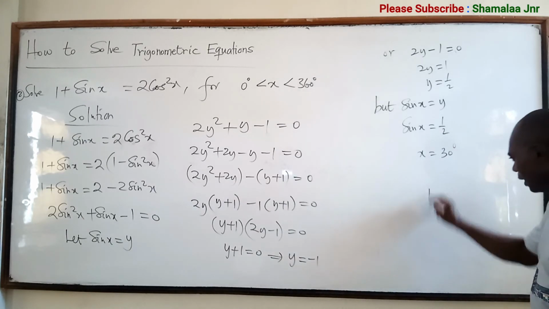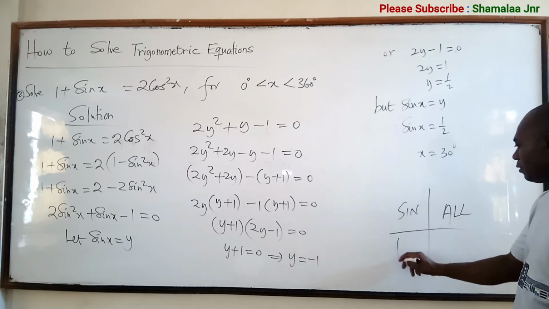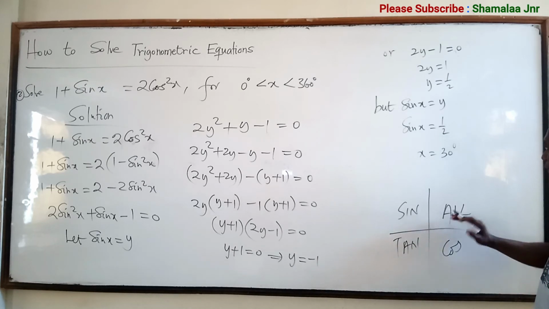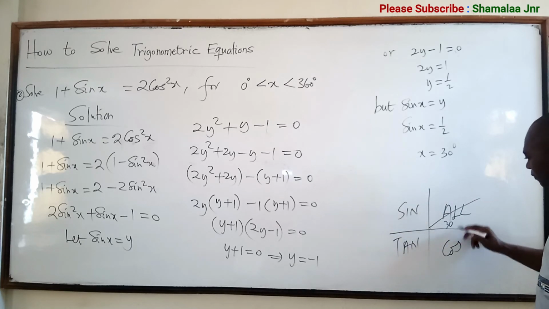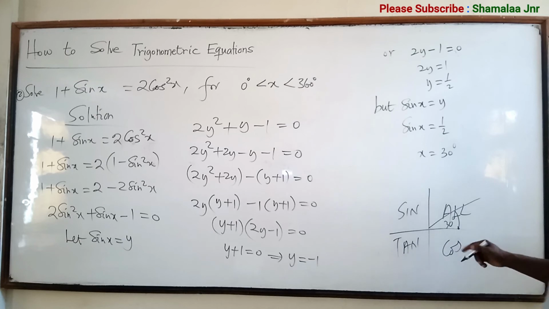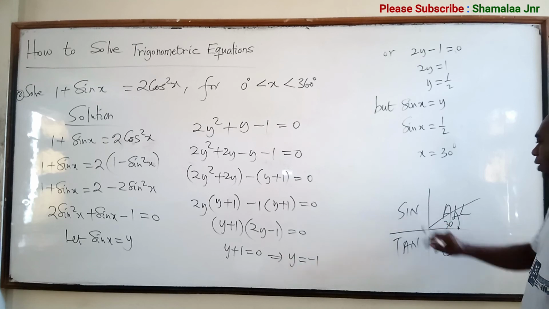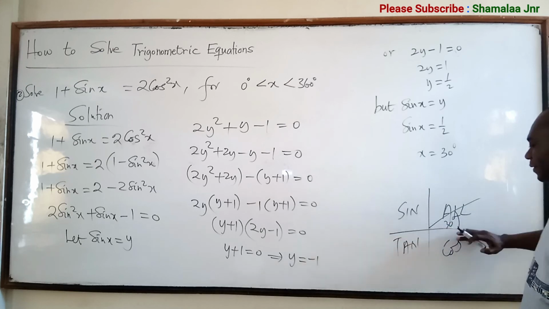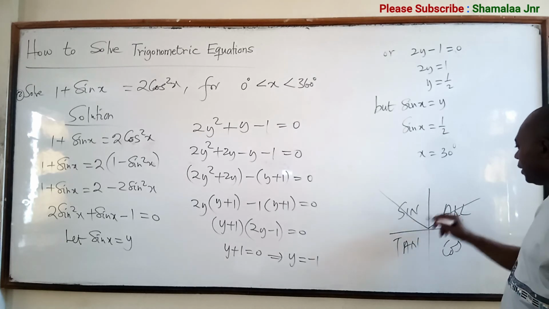Now, viewers, let's apply the all sine tan cos. This one is 30 degrees, the first one. That is the angle this is making with the positive x-axis. Because it is sine, you should be able to get another angle in this quadrant, which will also make an angle of 30 degrees with the x-axis. So then the angle should be, say, 150 degrees.